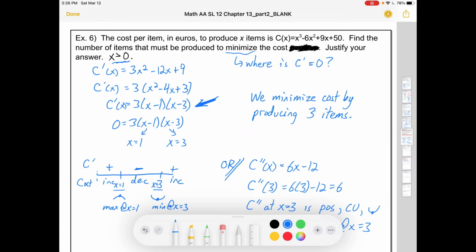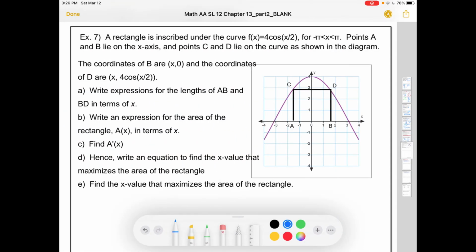In this question, we're doing our basic optimization stuff. Anytime you're looking for a max or min on a function, differentiate, find where the slope's 0, and then just justify that it is either the max or the min that you're looking for. Let's move on to something that is a little more involved.